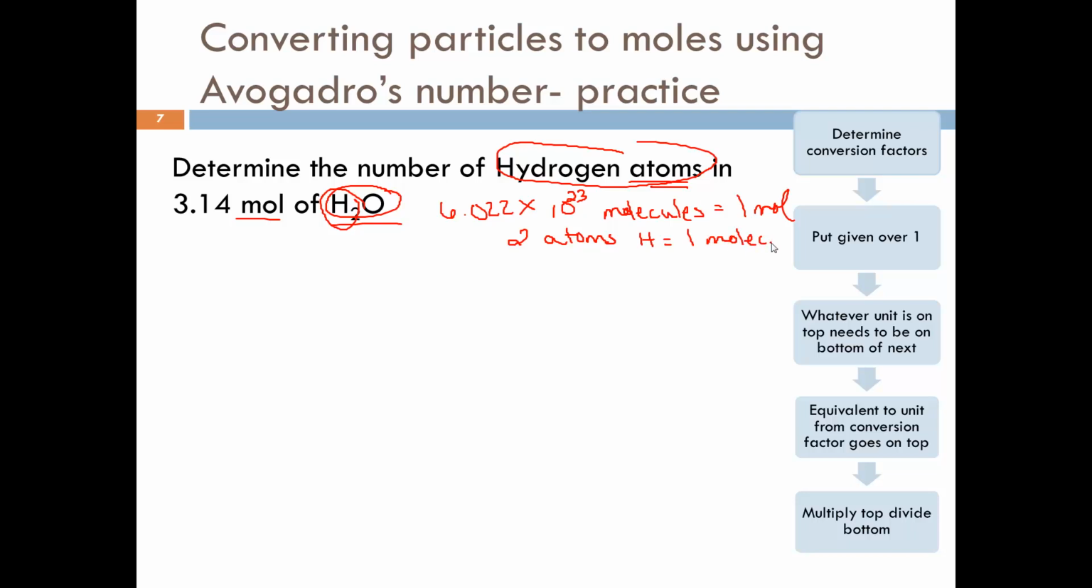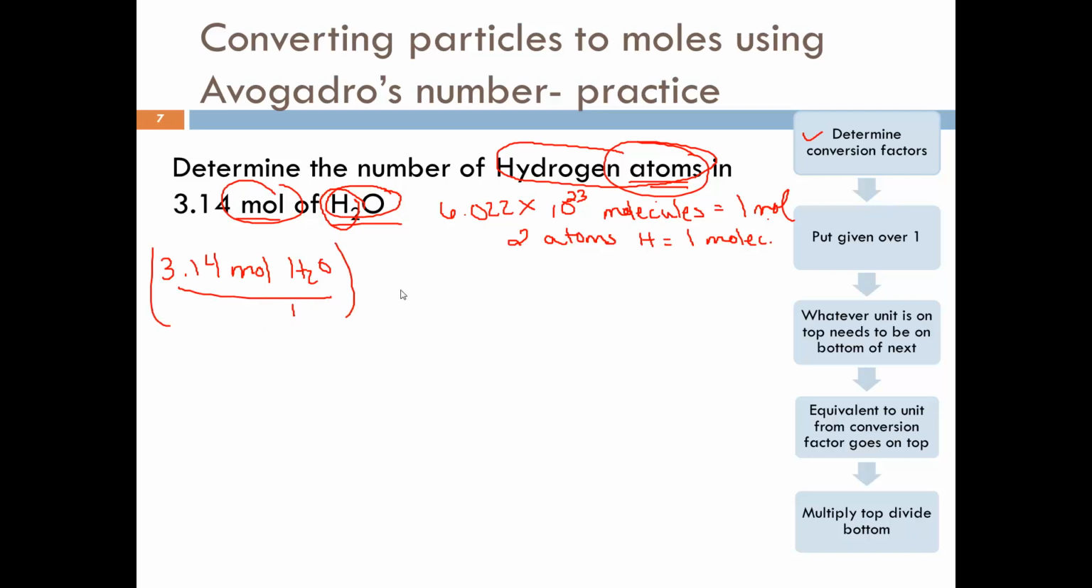Okay, so do we have all the conversion factors? We're starting off with moles, and it's asking about atoms. So we're going from moles to molecules, then molecules to atoms. So we're okay. We've done the conversion factor part. Now we need to put the given number over 1. 3.14 moles of H2O over 1.